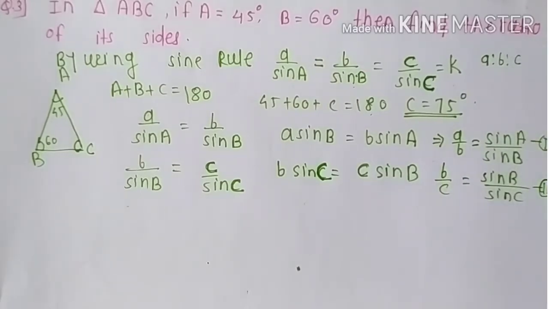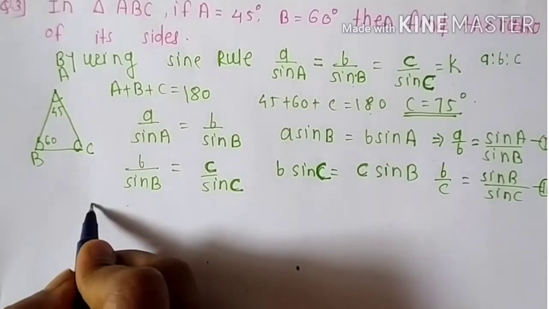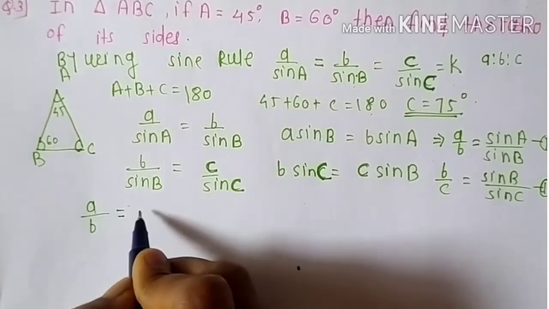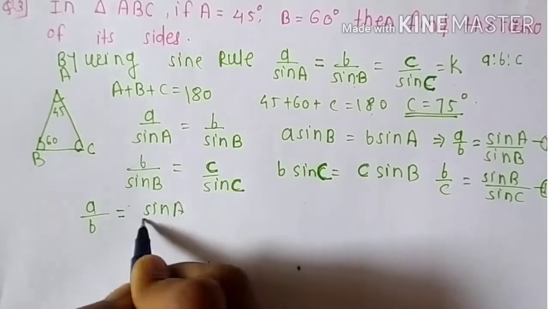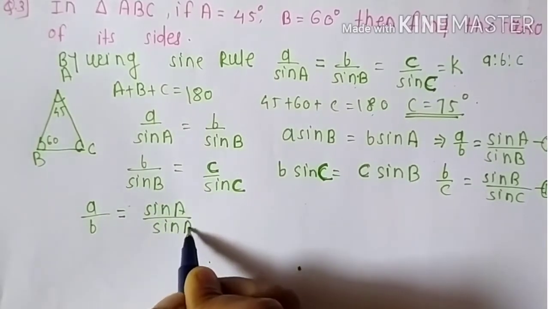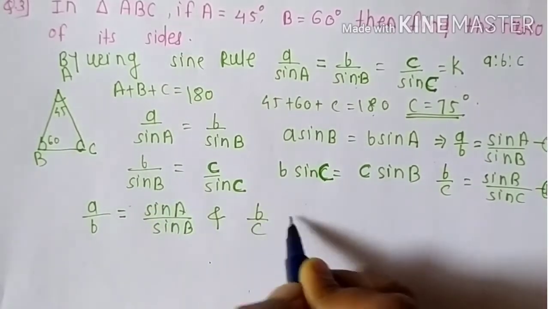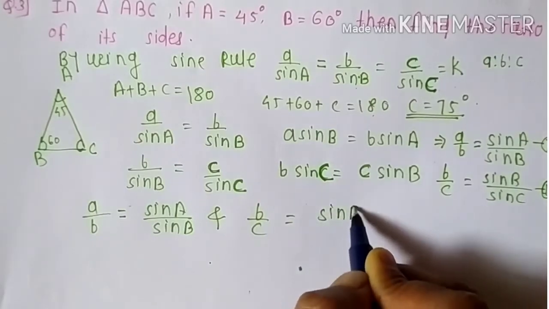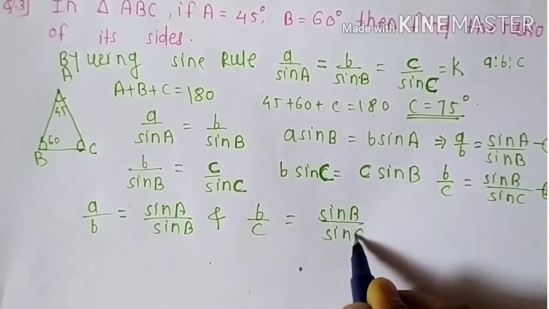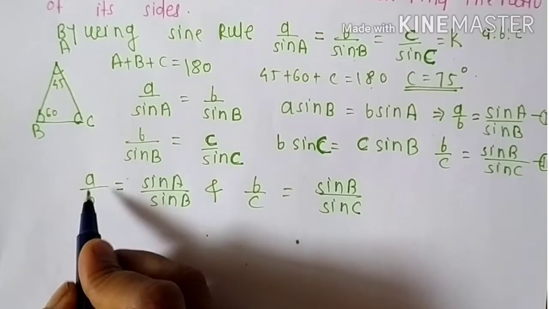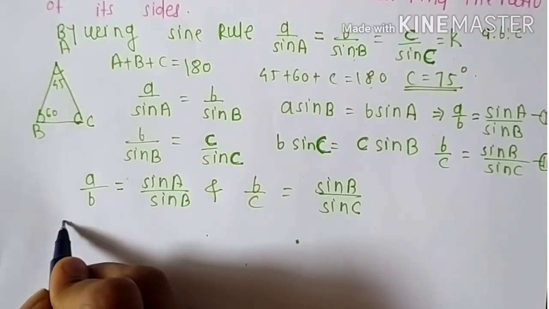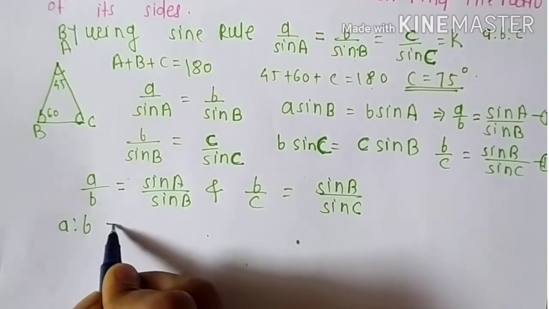Therefore, from equations 1 and 2, what do we get here? The value for a upon b is sin A upon sin B, and from the second, b upon c is sin B divided by sin C. Okay, in the first one, this a upon b means what? It means a as to b. And what is this ratio?